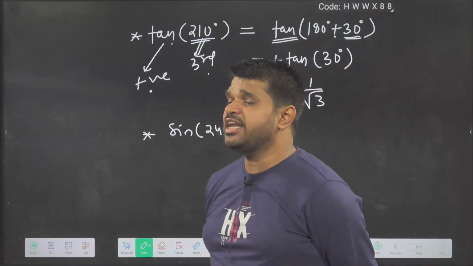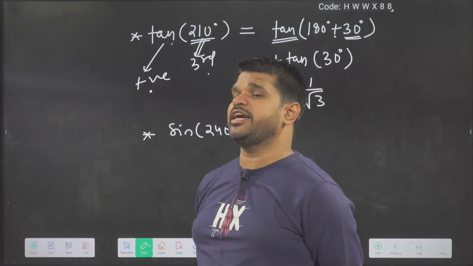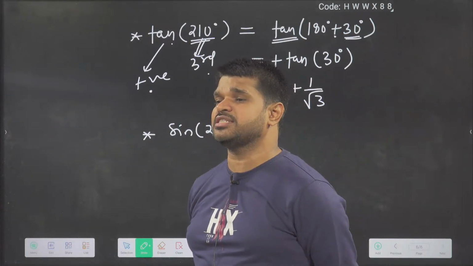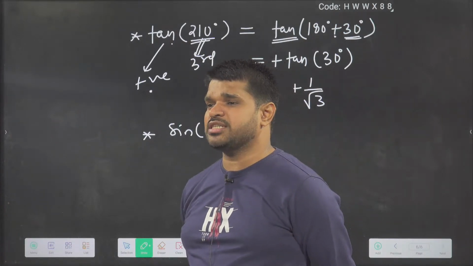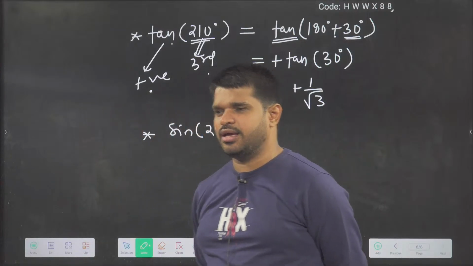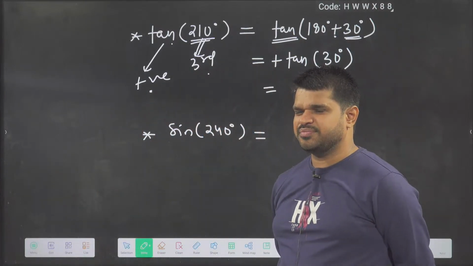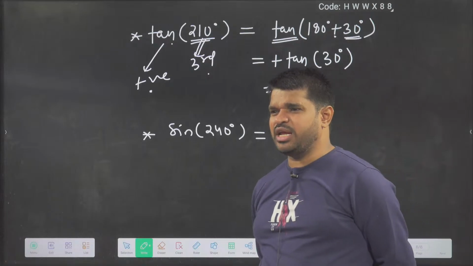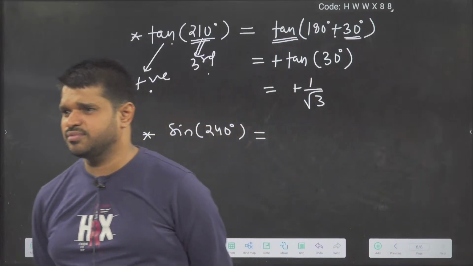Remember, 240 is close to 180 degrees. So you can write it as 180 plus 60. 180 plus 60. Many of you are giving wrong answer. Arey bhai. Very bad. Many of you have given wrong answer.